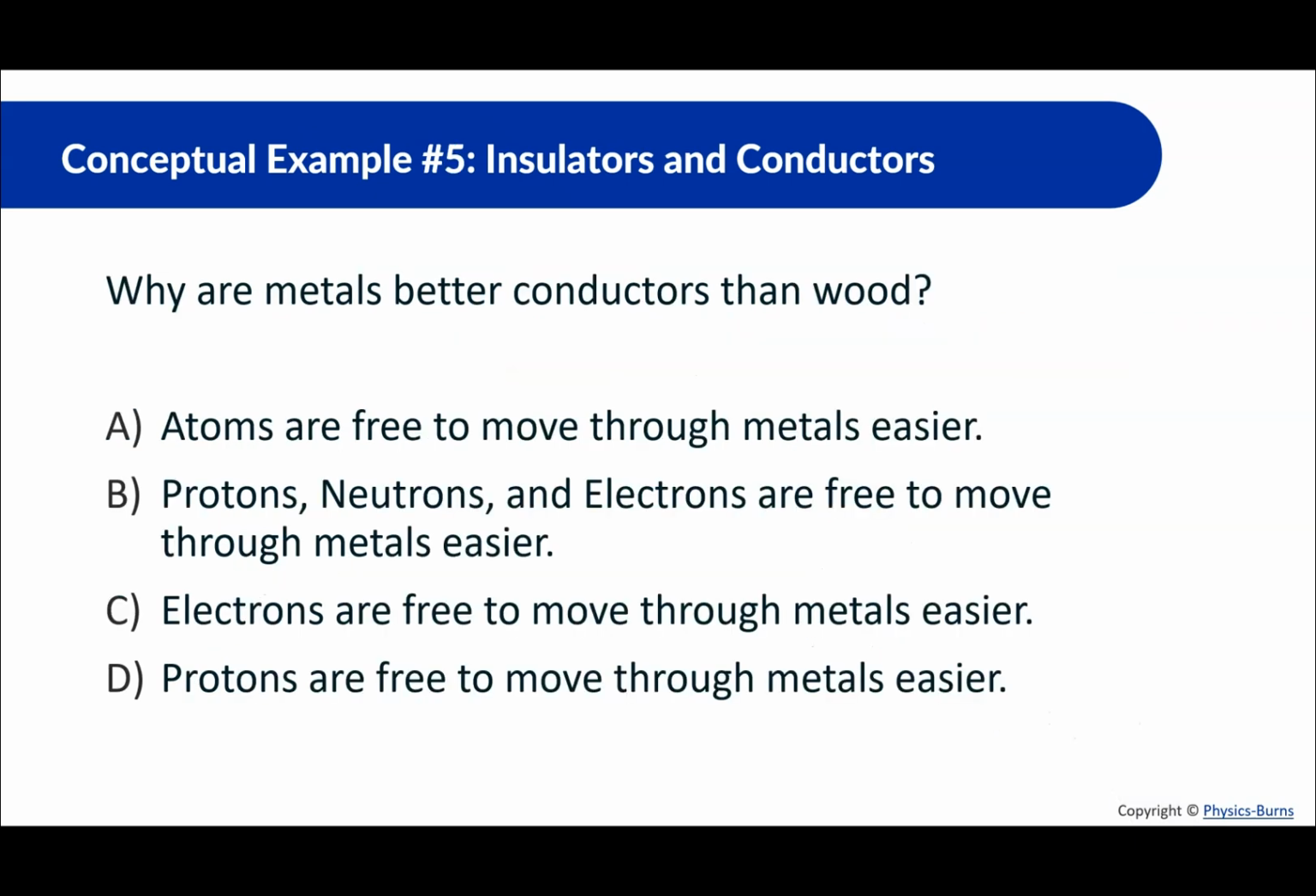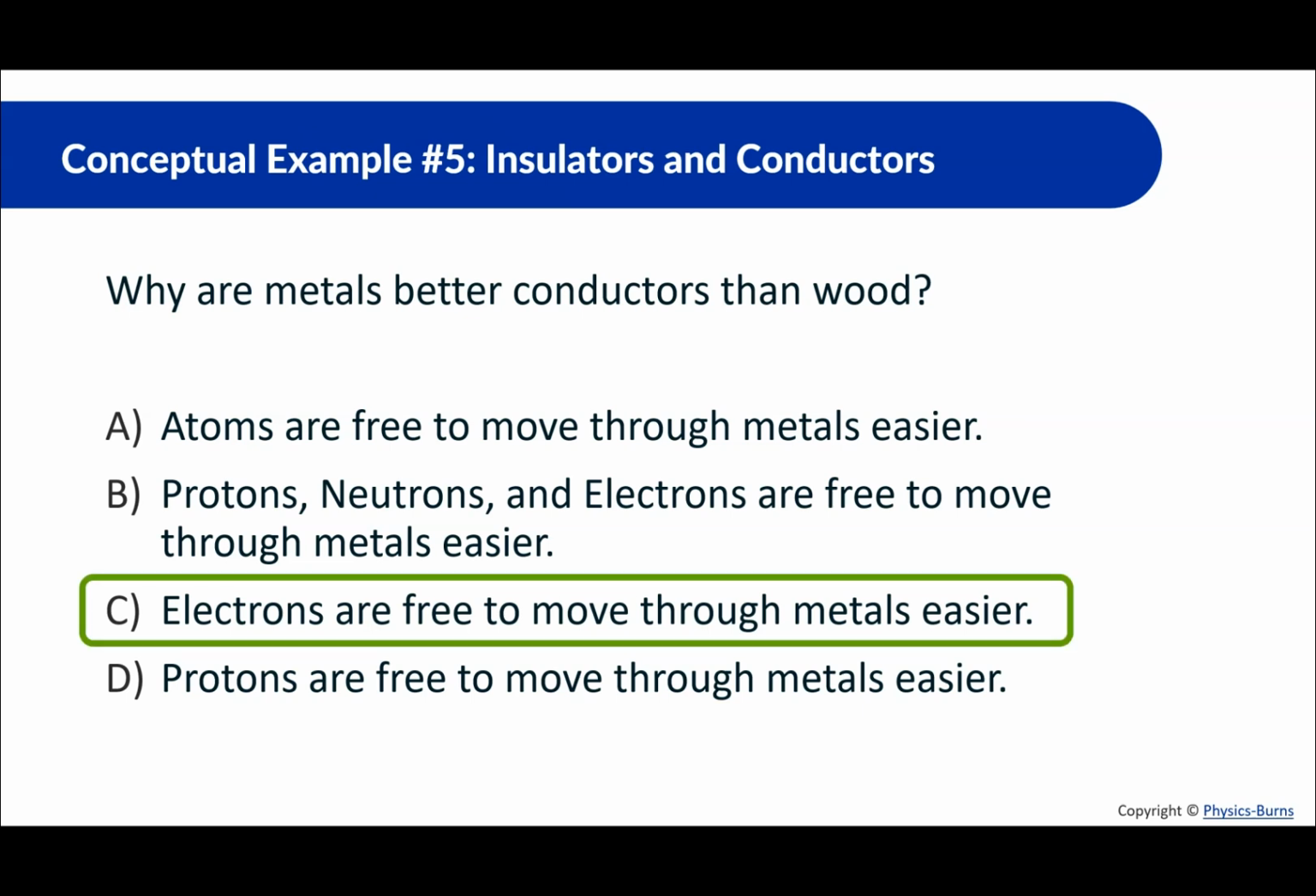Okay, moving on. Why are metals better conductors than wood? A, atoms are free to move through metals easier. B, protons, neutrons, electrons are free to move through metals easier. C, electrons are free to move through metals easier. D, protons are free to move through metals easier. So the answer is C, electrons are free to move through metals easier.